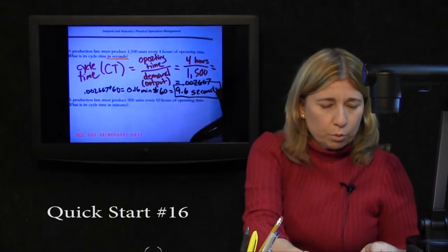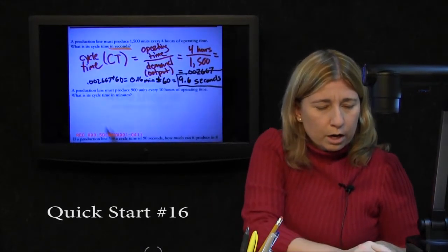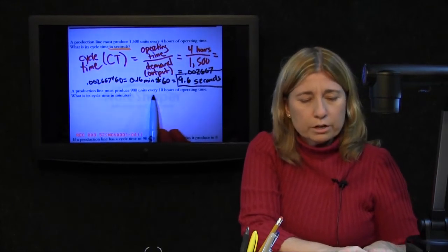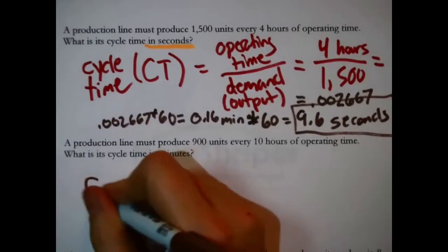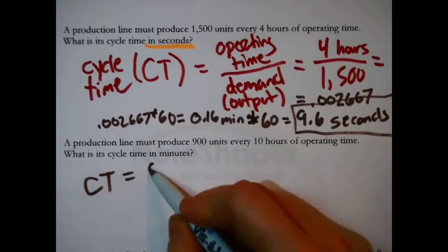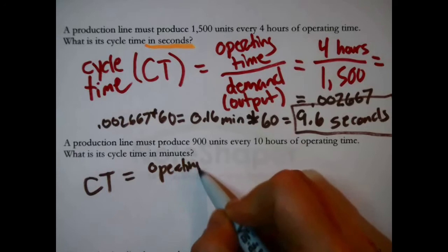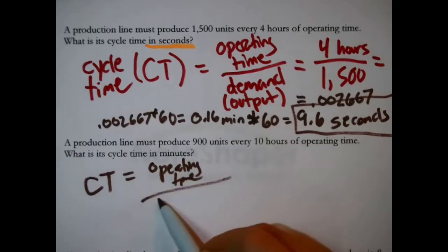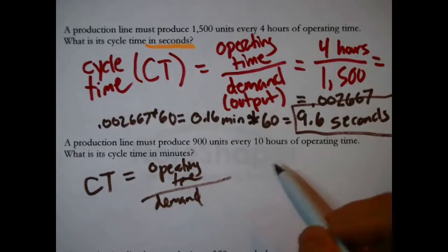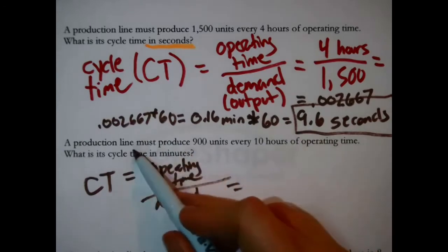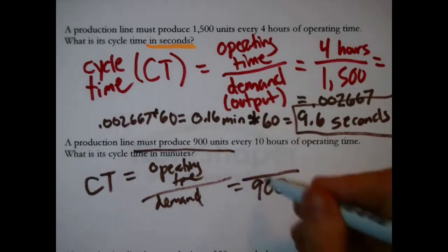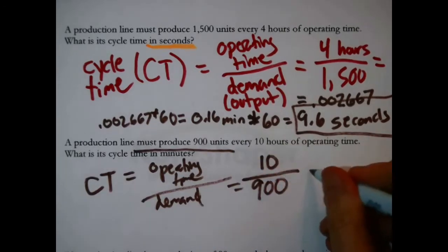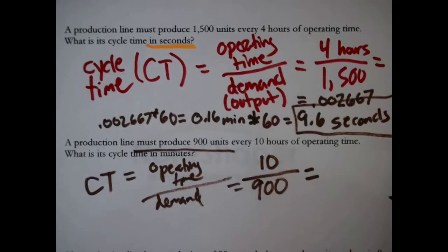Now the next question is also about cycle time. A production line must produce 900 units every 10 hours of operating time. What is the cycle time in minutes? Same relationship. Cycle time equals operating time divided by demand or output. Right? The 900 units must produce, that's what's being demanded every 10 hours. So the 10 goes in the numerator. So that works out to be 0.01111 repeating.